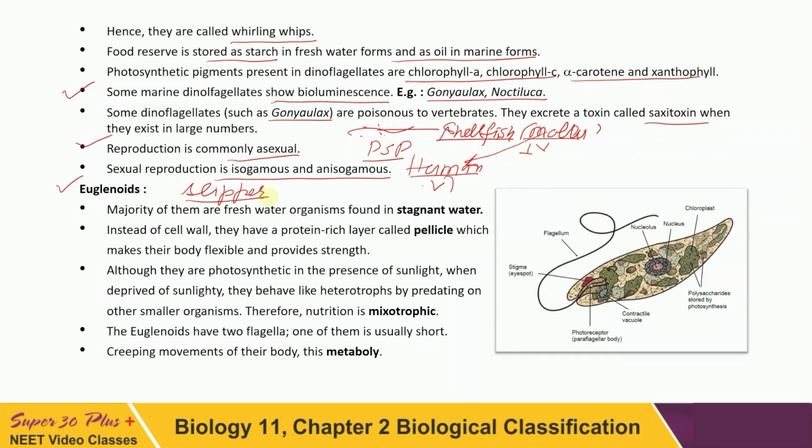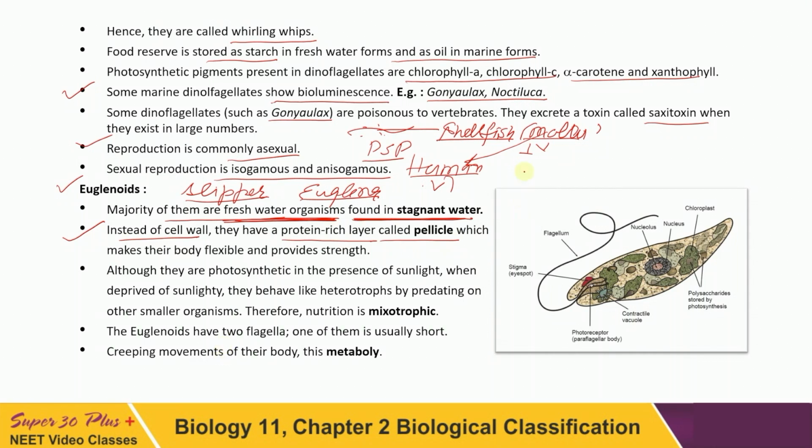One of the euglenoids, a very popular one, is Euglena. The majority of euglenoids are freshwater organisms, an important point, and are found in stagnant water. No doubt some euglenoids are found somewhere else also. Instead of a cell wall, an interesting point, since all photosynthetic protists have a cell wall but here the cell wall is absent, a protein-rich layer, the pellicle, is present.